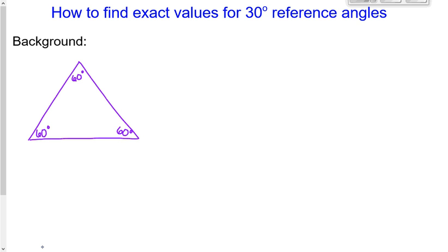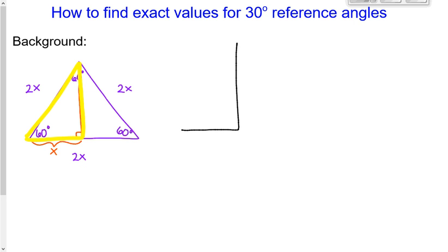I'm going to say that each side length is 2x. Now, I'm going to drop a perpendicular from one vertex across to the other side. And when you have an equilateral triangle and you do that, dropping the perpendicular actually cuts the side in half. So then this length right here is x. So if I focus on just one side of this triangle, let's say just this right triangle part, I'll draw it again over here.